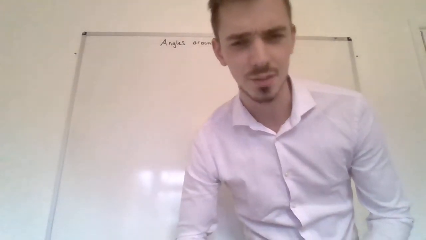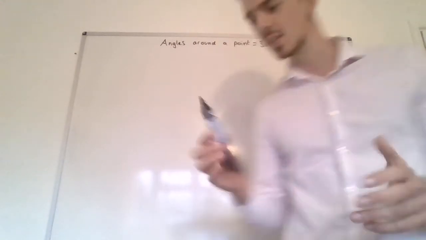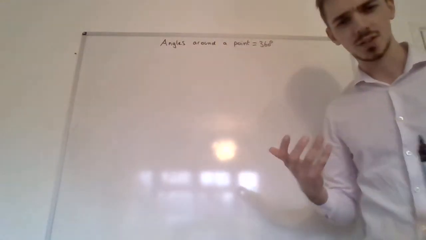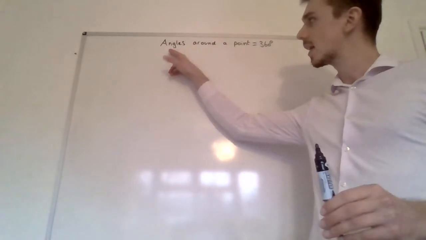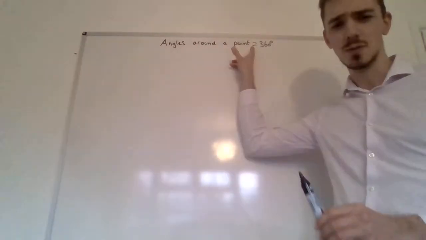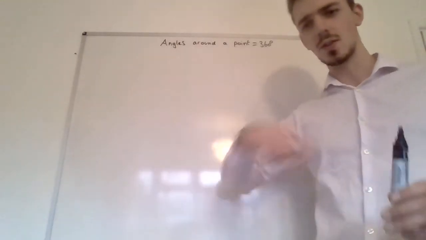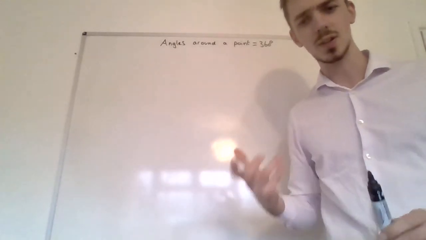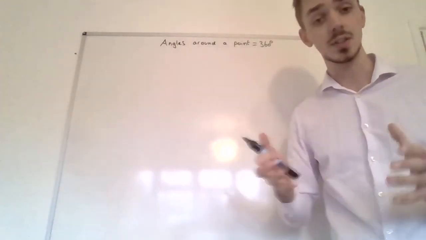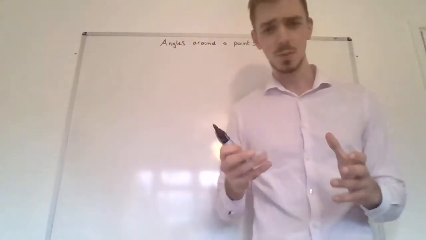Today we're going to be learning how to find angles around a point. Really important for us to know is that angles around a point always equal 360 degrees. Whenever you get a point, if you add up all the angles around it, they should always equal 360 degrees. And we're going to be using that fact to be able to solve some of these questions.